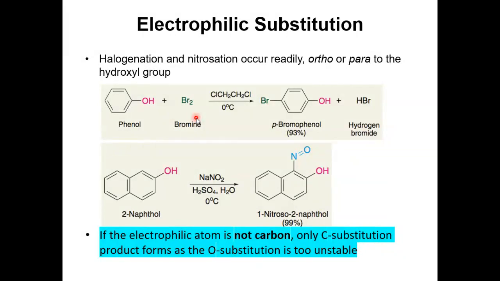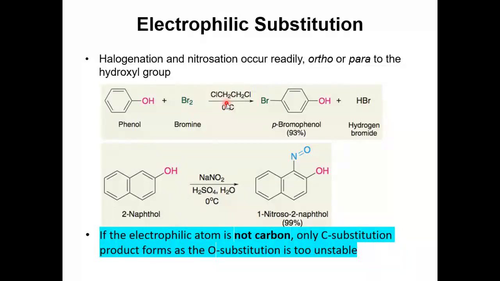And actually, measures must be taken to slow down the bromination reaction. So how do you slow down the reaction? First, cool it, keep it at a low temperature. Second, use a non-polar solvent. So the use of this solvent and the low temperature try to slow down the halogenation reaction.